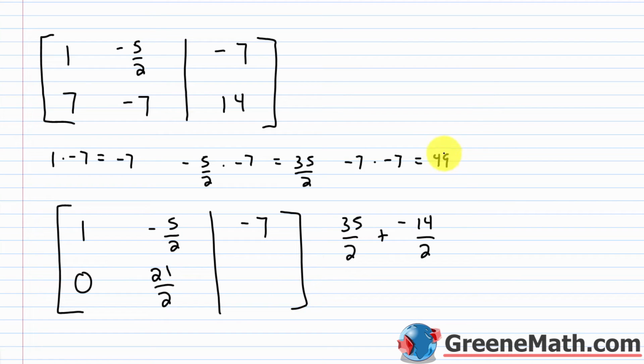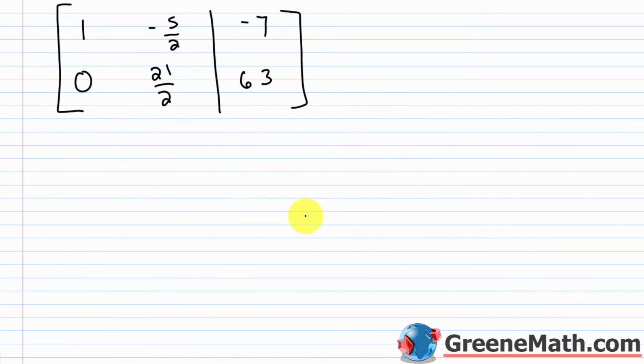And then lastly, I have 49 plus 14. So 49 plus 14 would give me 63. Okay, so now let's scroll down. The next thing I want to do, since I have a 1 here and a 0 here, remember I want 1s down the diagonal. So how can I make this into a 1? Well, that's easy. 21 halves times the reciprocal, which would be 2 over 21, would equal 1. So just multiply row 2 by 2 over 21.